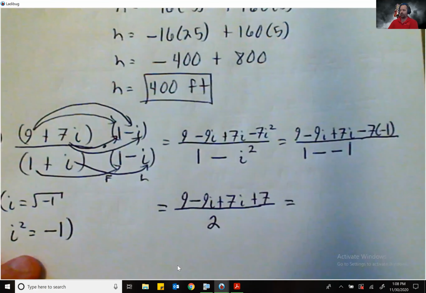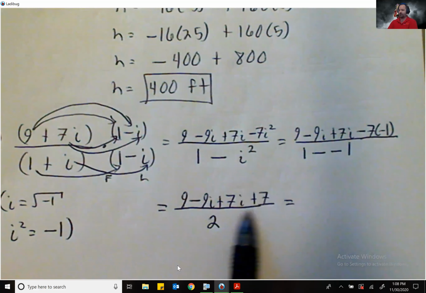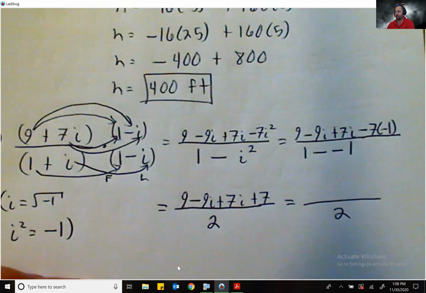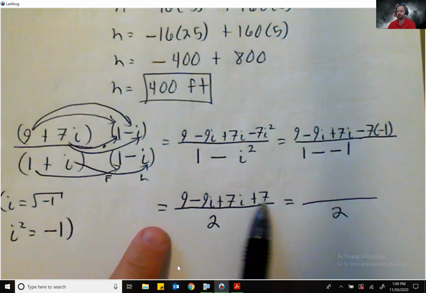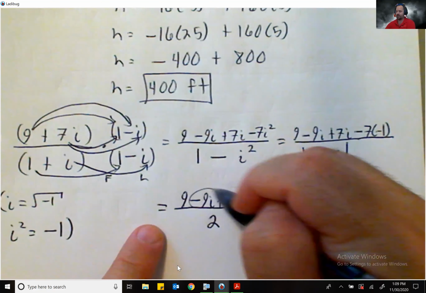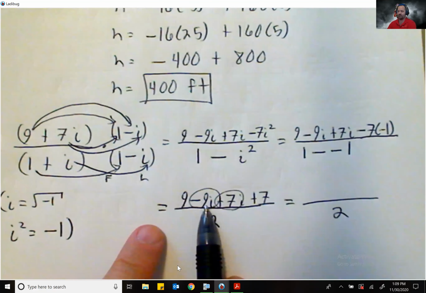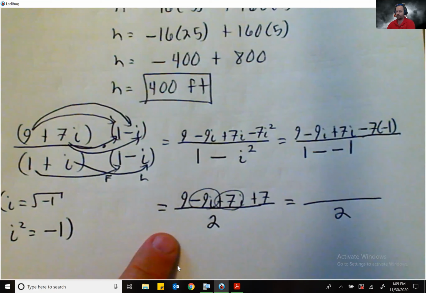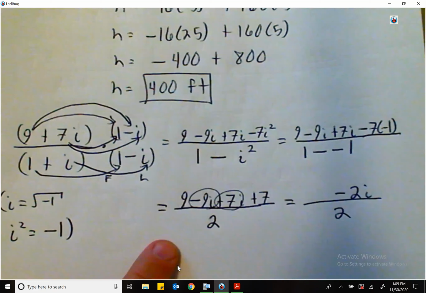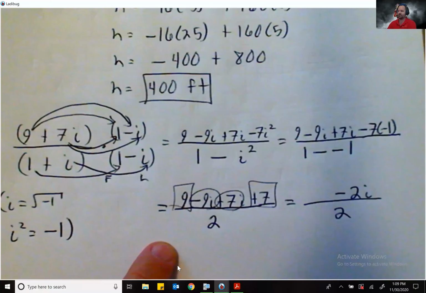So what does our numerator really look like on top now? Who's getting together? The i's. So what is negative 9i and a positive 7i? Negative 2i. Okay. And then who else gets together? The 9 and the 7. And what is 9 plus 7? 16.